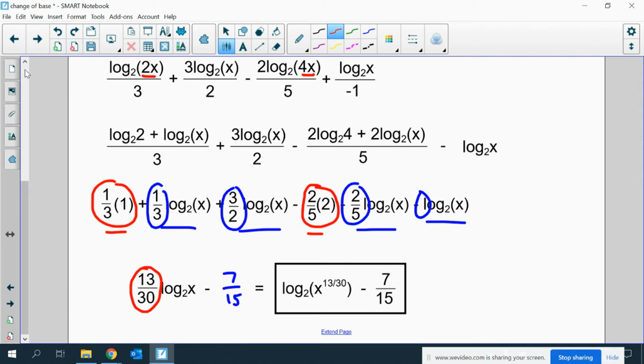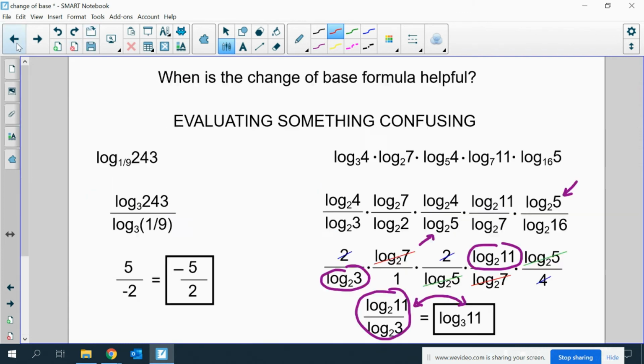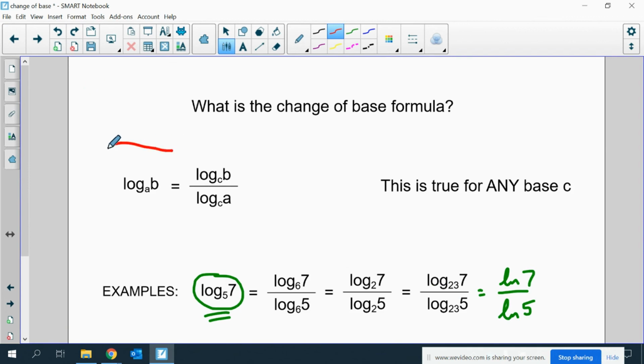And so those are some uses of the change of base formula. One more reminder about what the change of base formula is. I can take log base A of B and rewrite it as log base whatever I want of B over log base whatever I want of A.